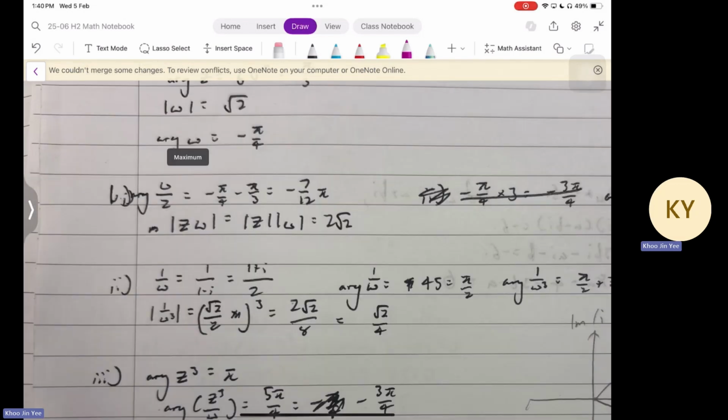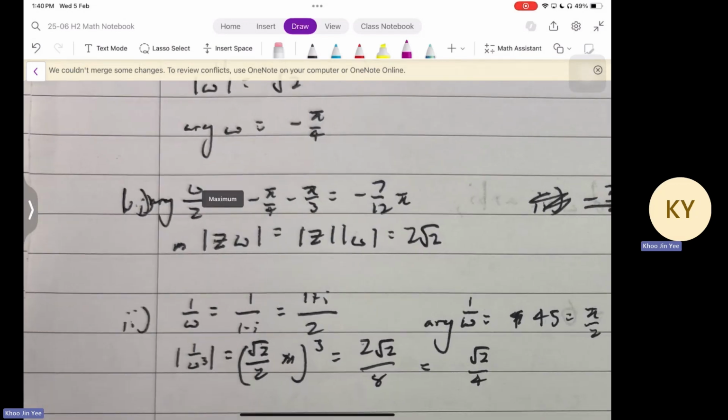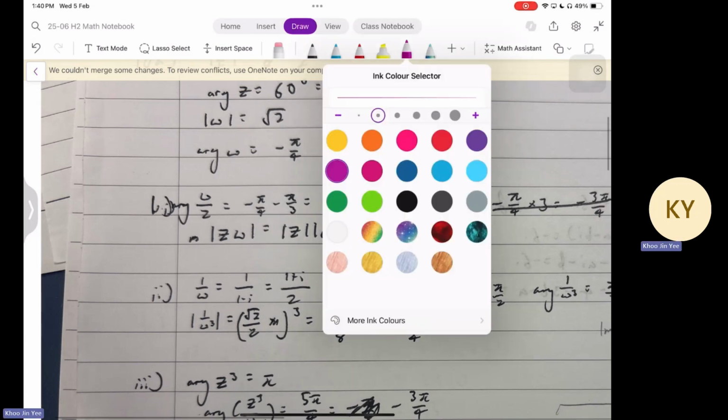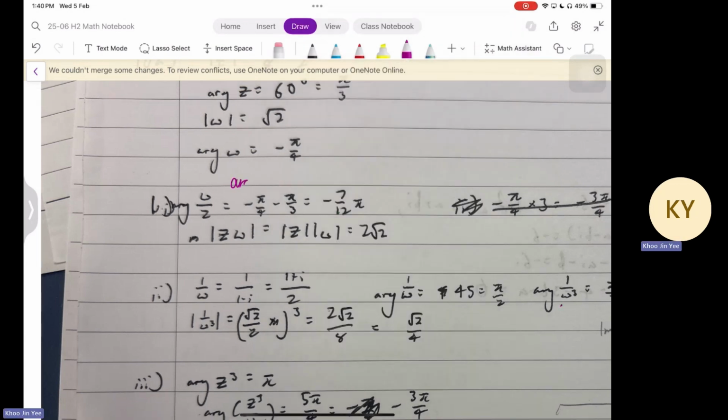First one: the argument of w over z would be argument w minus argument z, which equals some number over there. Next, the modulus would be 2 root 2, 2 times root 2. So z is 2, this is root 2. Okay, straightforward.